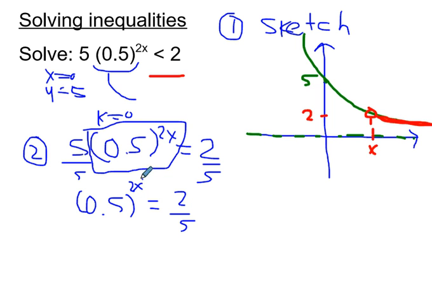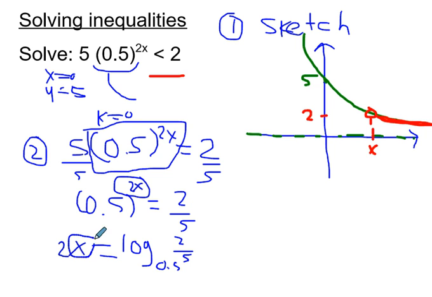Now you have to remember when we're looking for an exponent that a log is an exponent. So if we're looking for our exponent here, we're going to have 2x is equal to log base 0.5 of 2 over 5. Now this is 2x. We're just looking for x. So we need to divide all of this by 2 to get just our x value.